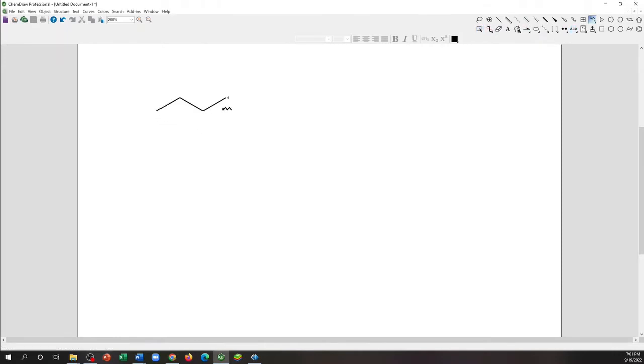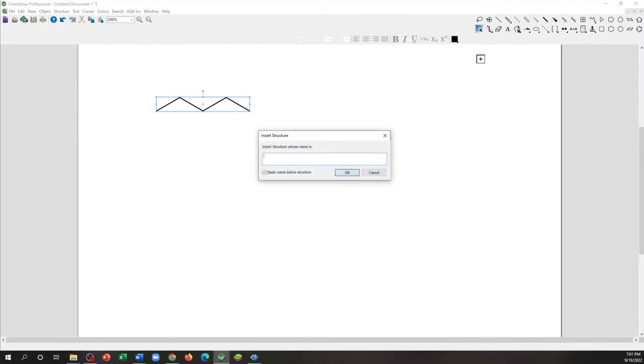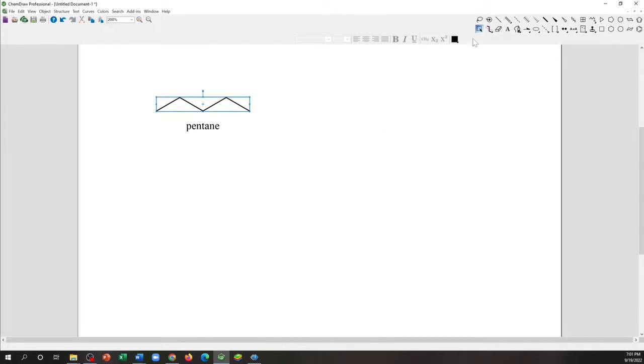Let's walk through the constitutional isomers of pentane. The first one is the normal or straight chain pentane. So this is the n-pentane. Okay, then what we can do is draw pentane. So let's copy and paste this. But what I want to do now is cut off one of these terminal carbons right here and reattach it somewhere else. So I'm going to put it at this position right here. This makes a compound that's called isopentane.